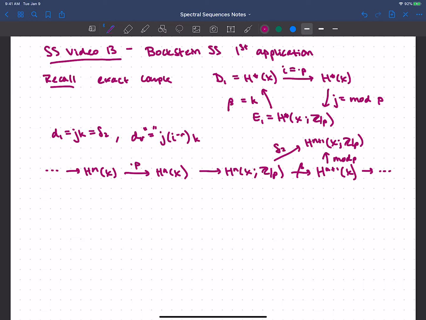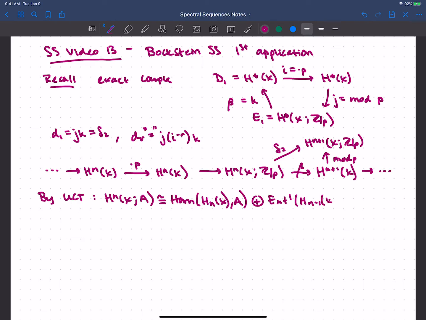Okay. Now, remember from your algebraic topology course that we have this universal coefficient theorem, and that tells us how to find the cohomology of a space with coefficients in an abelian group A from the homology. So we hom from the homology into our abelian group A. But then there's this correction term, Ext, from the homology 1 degree lower down. And we take Ext with A.